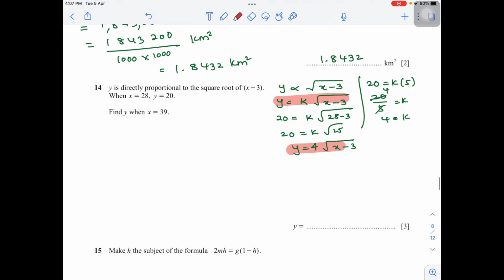Now it says find y when x is 39. So y equals 4, and in place of x, I'm writing 39 minus 3. So y equals 4 square root of 39 minus 3, 36. So y is 4 square root of 36. Use a calculator, get 24.